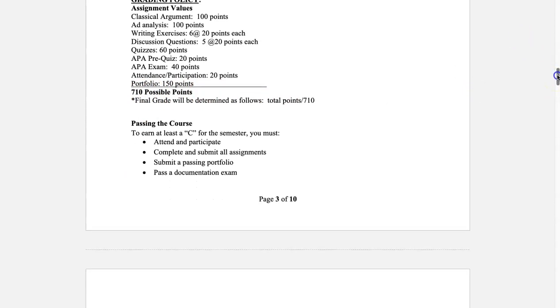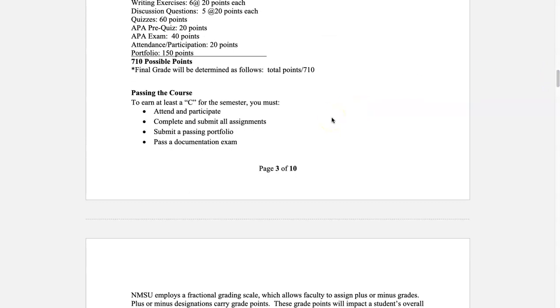So I do have to say that to pass this course, you do have to attend and participate. You have to complete all assignments and also submit a passing portfolio. And one of the things that has changed is that the department, typically they would say that you needed a 70 or higher in your APA exam. Now, we are still sort of adhering to that, but not really because of the circumstances that are going on in the world. So, if you fail the APA exam, you don't necessarily fail the class, but it does affect your grade. So, I strongly encourage you to try to pass it with a 70 or higher.